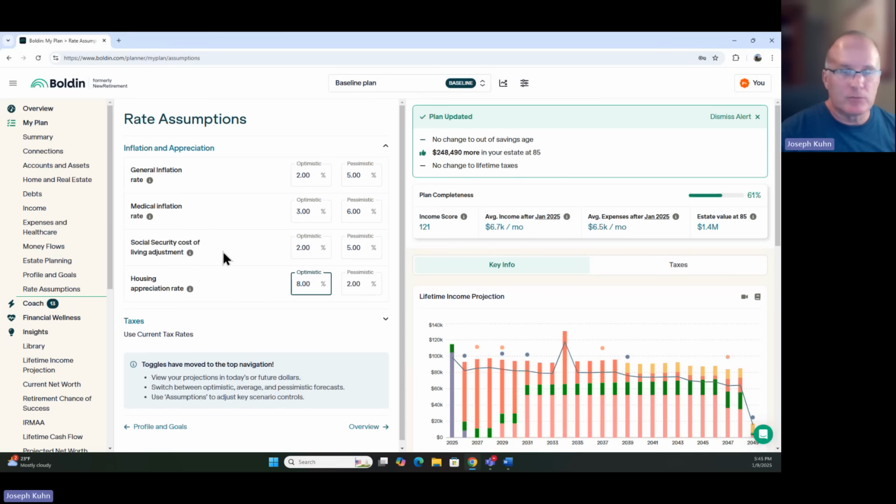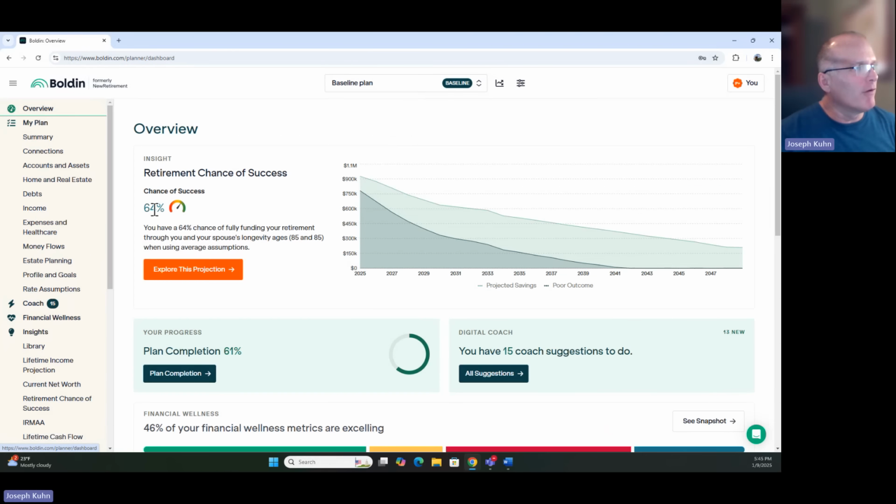Stress test. When I say stress test, you may take general inflation pessimistic and make that 7%. And I'm going to see what happens to my plan at 7%. Let's go back up to the plan. With 7% inflation, that was 88, it's down to 64. Inflation's a big deal. I think everybody knows that now.